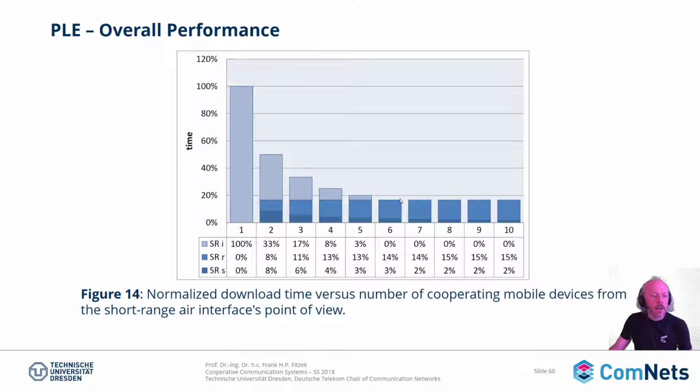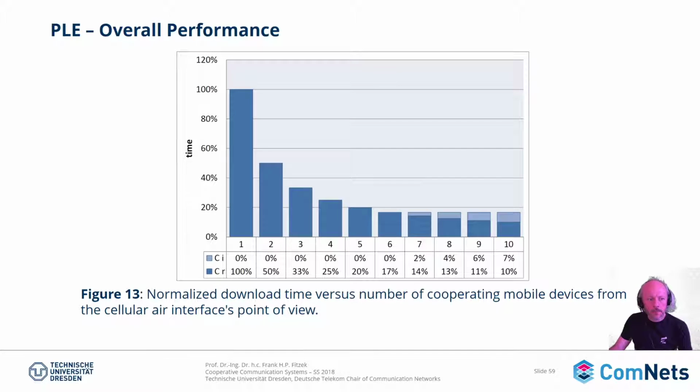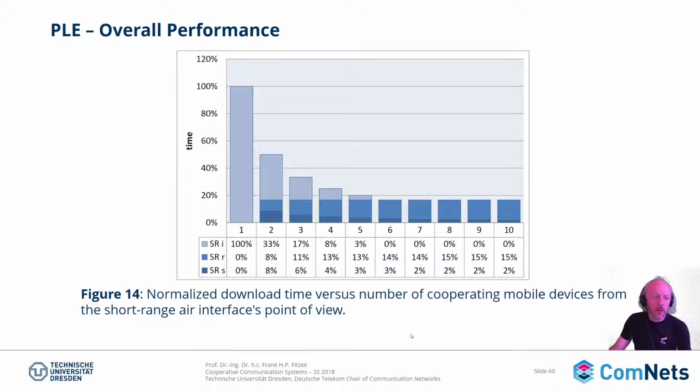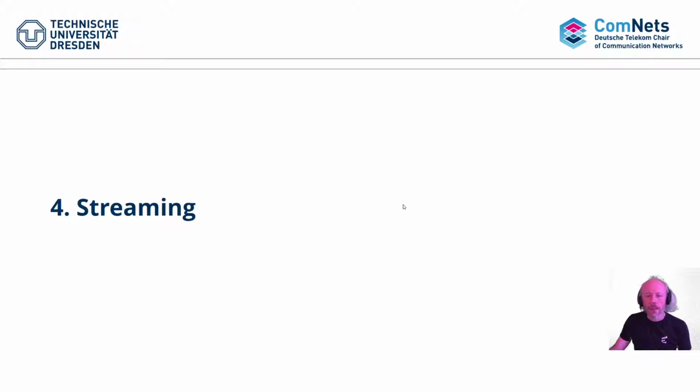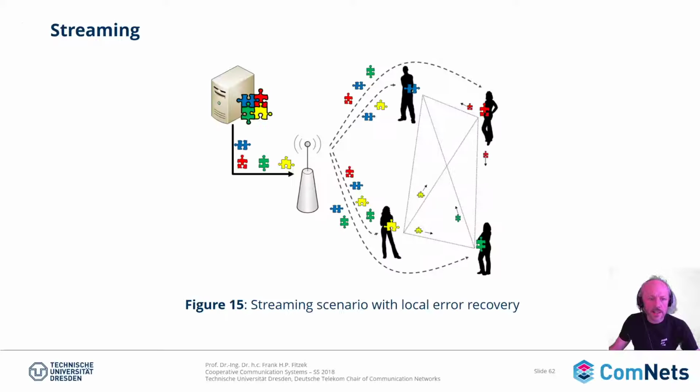Okay, so yeah, just another plot. While this is the cellular view, here you also have what happens on the short range, just for completeness. Okay, now we had a case of downloading the same content. What about streaming? Streaming means live content. So we cannot just assume that we have all the content available. It will come with a constant bit rate from a server, and what will change in this example?